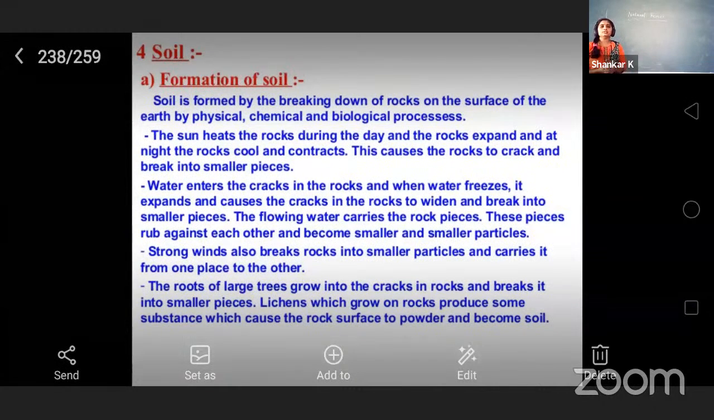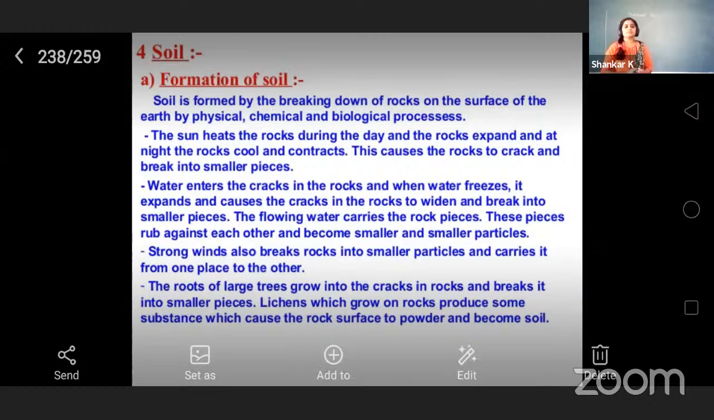You know the soil is formed from big rock. Do you know the big rock? It was not there presently on the earth as soil. So the soil is formed by big rocks. When these big rocks become small pieces, that we call soil, right? So how is soil formed?